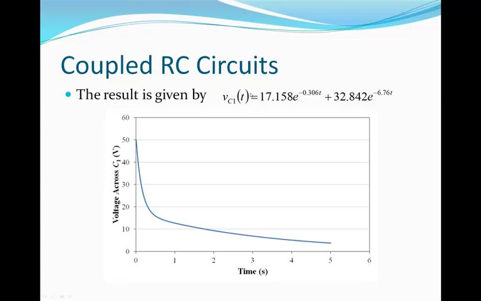So we know that the potential across the capacitor 1, or our output voltage, is given by this function right here. And what we see is that the potential initially starts at 50 volts. It rapidly decreases, and then as things start to equilibrate, that rate slows down. So the second term dominates initially to contribute to that decrease, and then things slow down and the energy dissipation slows down until it approaches 0.